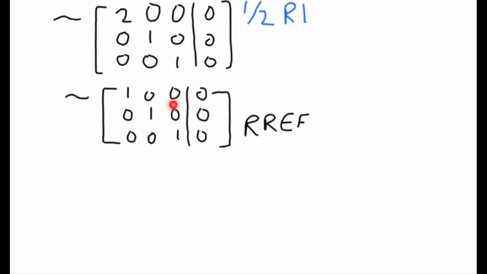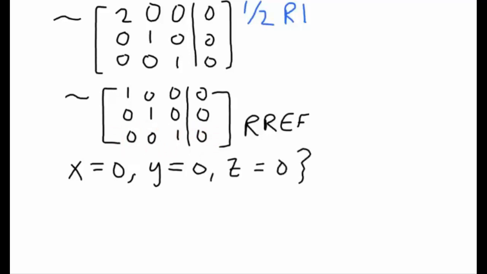And what we can do is read off row by row. So row 1 tells us that x must equal 0. Row 2 tells us that y must equal 0. And the third row tells us that z must equal 0. So here's the solution set of our original linear system. Since we began with a homogeneous system and we ended up with a unique solution, we call this solution the trivial solution.